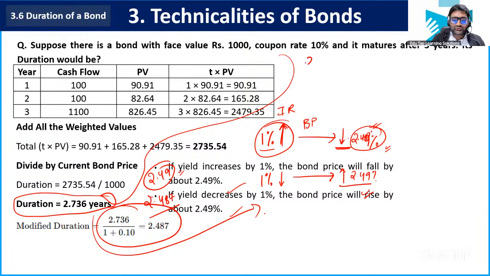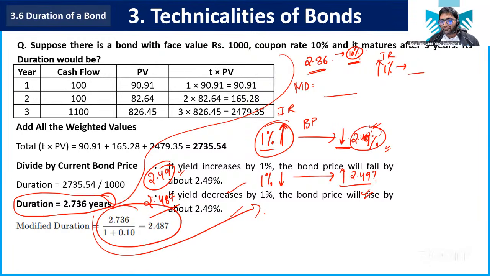Let me give you one more question. 2.86 is the duration, and the rate, let's take 10% only. You have to calculate the modified duration and tell me, if the interest rate is increasing by 1%, what will be the change in the bond price? Can you quickly tell me the answer? 2.86 is the duration, 10% is the interest rate. Please tell me the answer very quickly.